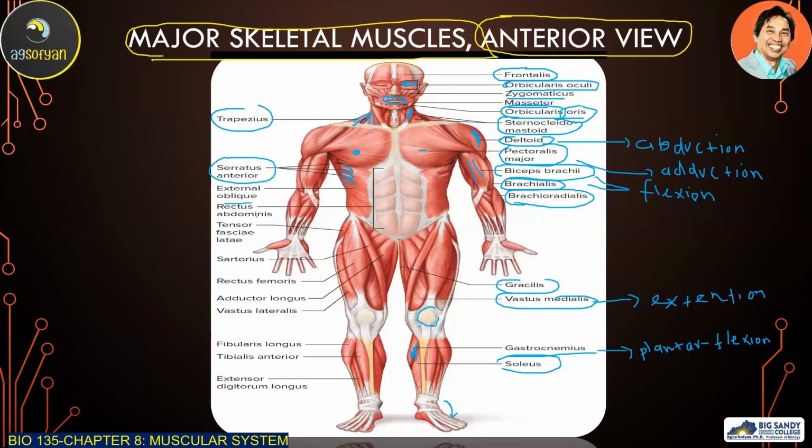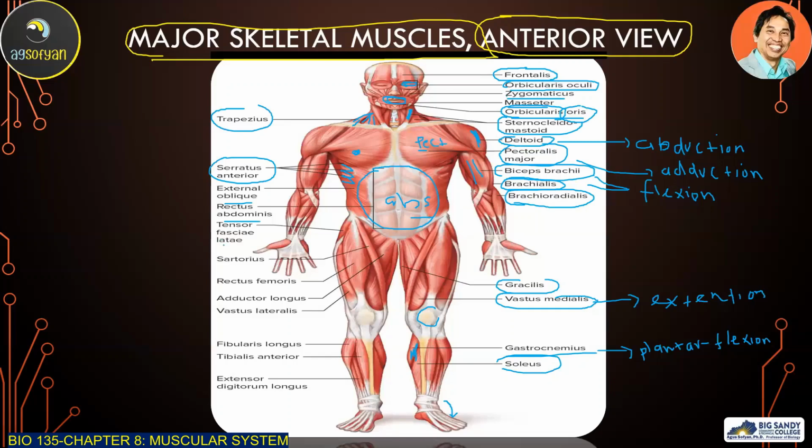External oblique, rectus abdominis. These are the muscles of our abdomen. They help us, for example, when we perform sit-ups, we will be using these abs muscles. This is ab muscles. This is pec muscle. Okay.